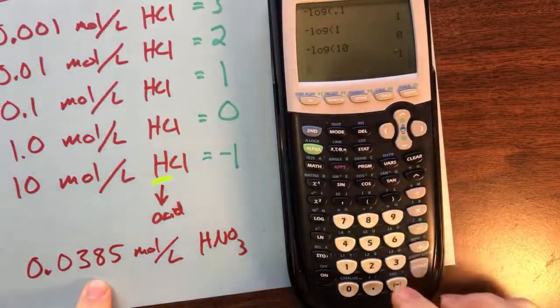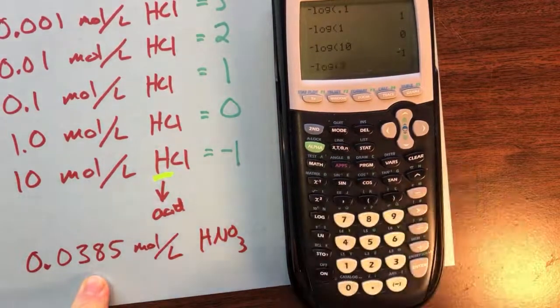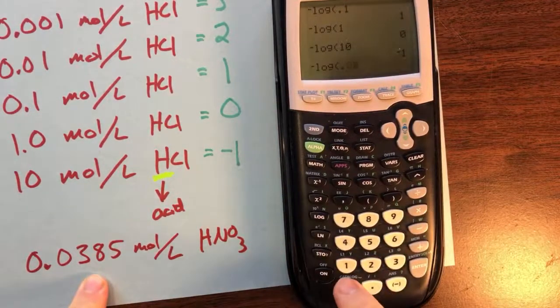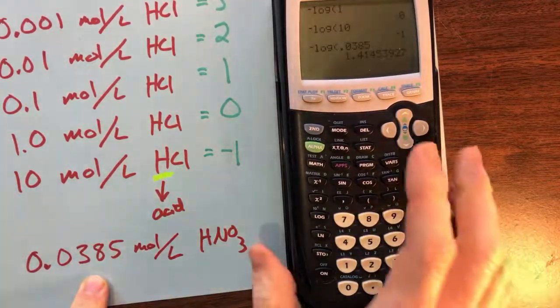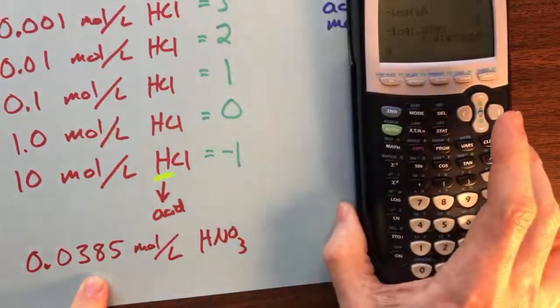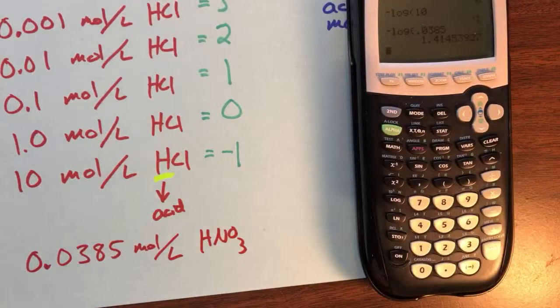Okay? So let's go ahead and do that. Same exact equation, still negative log, and we just put the number in, 0.0385. I hit enter, and that's my number. Don't know if anybody got it, but the pH is 1.41 whatever. And I'll go ahead and write that down.